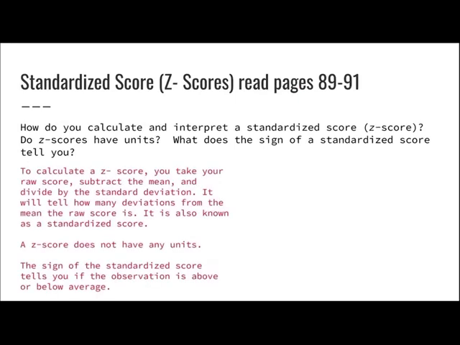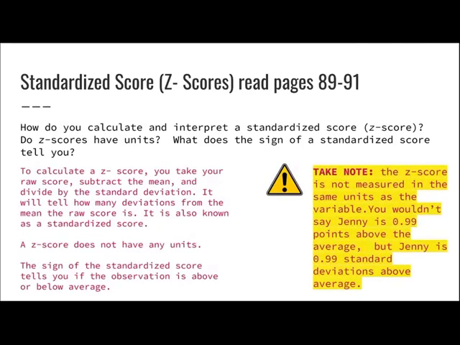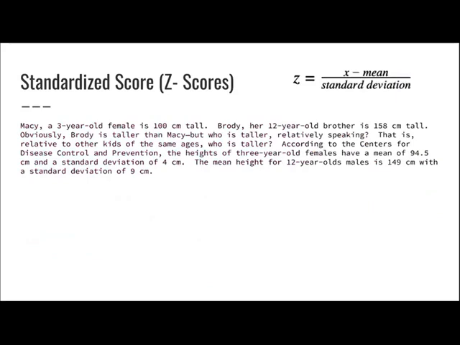So first of all, to calculate a z-score, you're going to take the raw score, subtract the mean, and divide by the standard deviation. It will tell you how many standard deviations from the mean the raw score is. It is also known as a standardized score. A z-score doesn't have any units, and the sign of the standardized score tells you if the observation is above or below average. So take note, the z-score is not measured in the same units as the variable. So you wouldn't say Jenny is 0.99 points above the average, but Jenny is 0.99 standard deviations above the average.